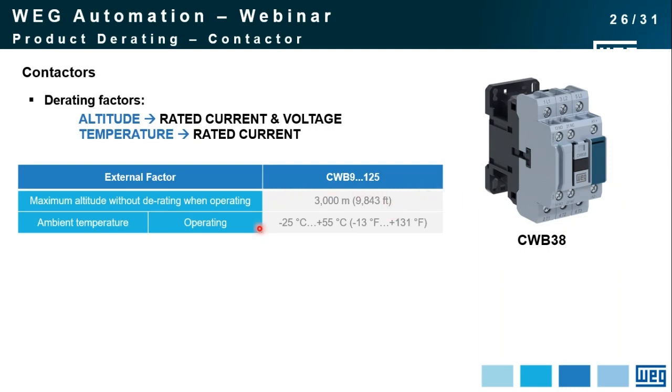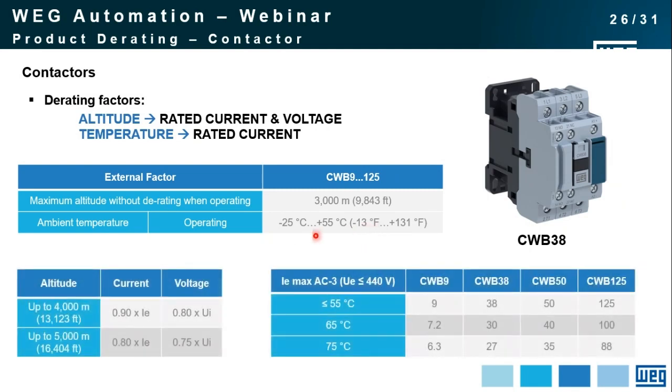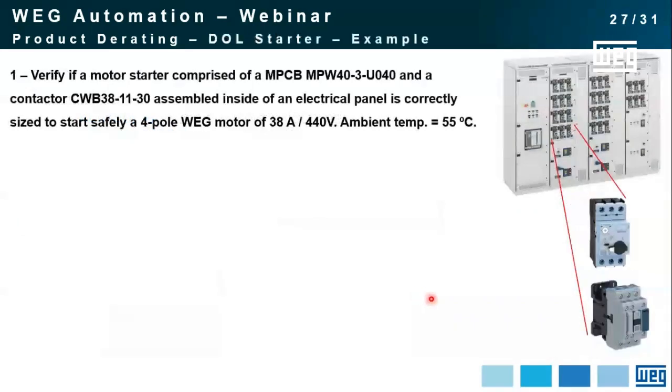And the non-derating range of temperature, let's call it this, is from minus 25 up to plus 55 degrees Celsius. In case you exceed it, we have tables showing that to us. So up to 4,000, 5,000 meters, and we have these factors here. And here on the right, we have a table giving us the maximum current that a contactor can deliver at different temperatures. Okay, enough tables, let's make an example.